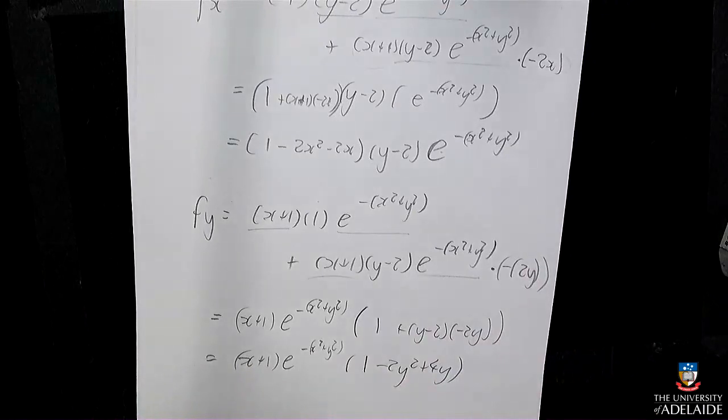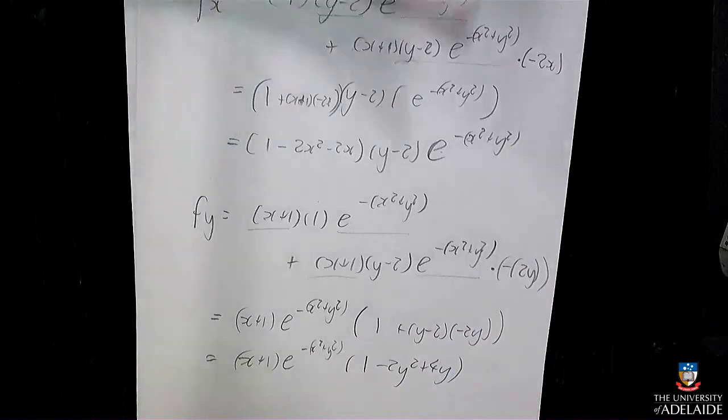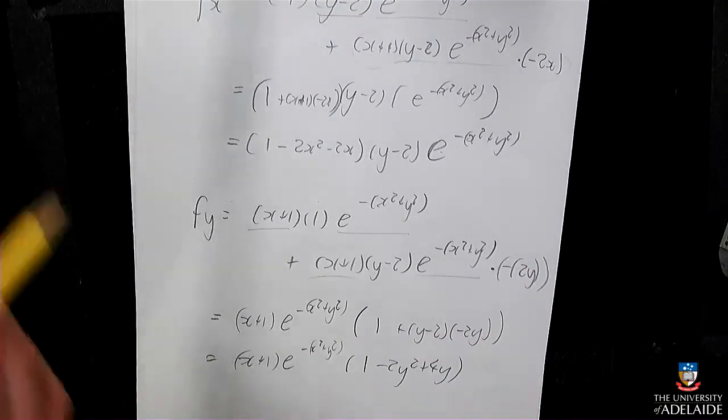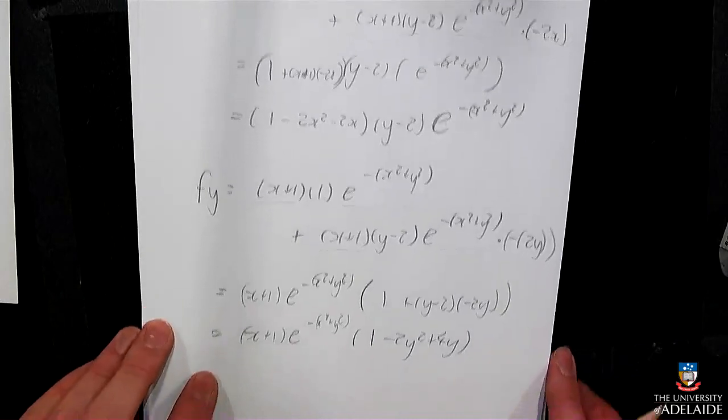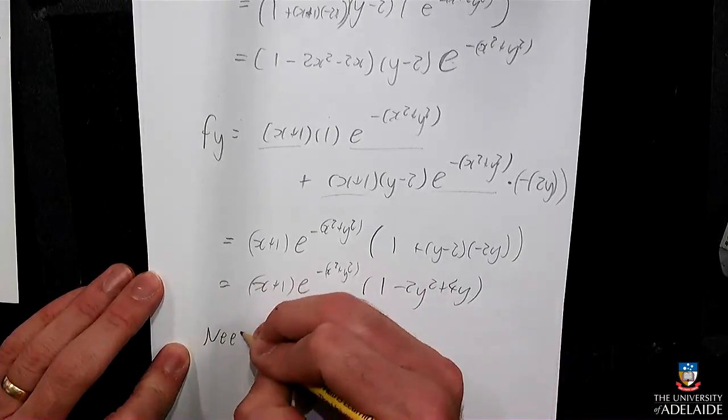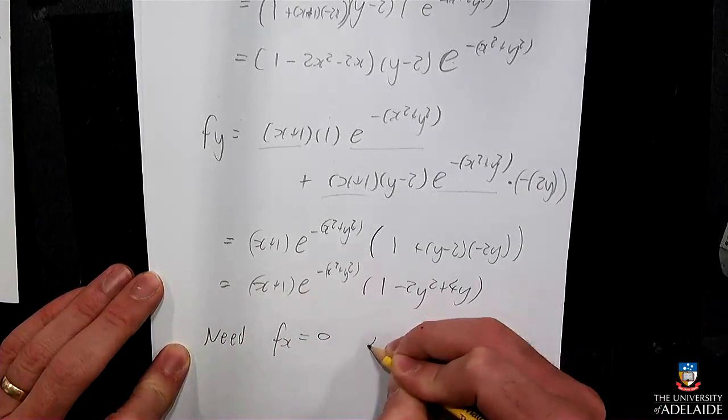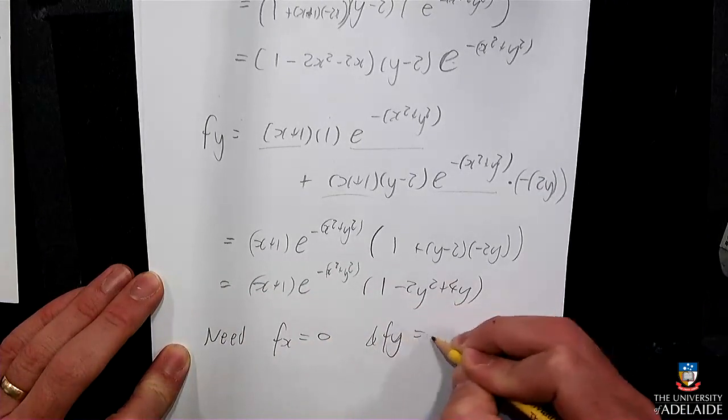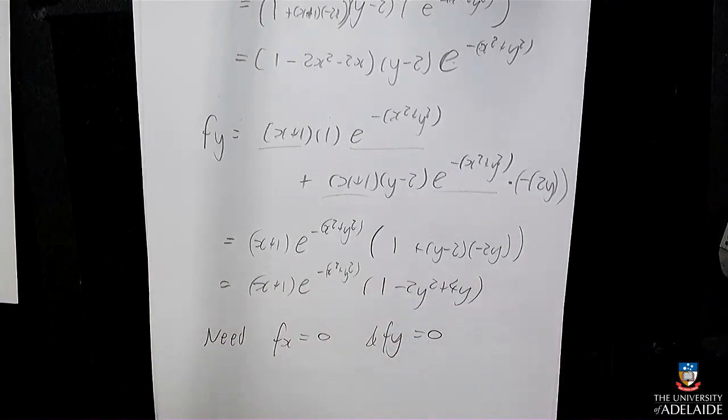So, if I want to find the local maximums and minimums, I need both of these to be 0 at the same time. Usually the easiest way to deal with that is to make one of them 0 and figure out the x's and y's that do that, and then sub those into the other one to figure out which of them make the other one 0 at the same time.